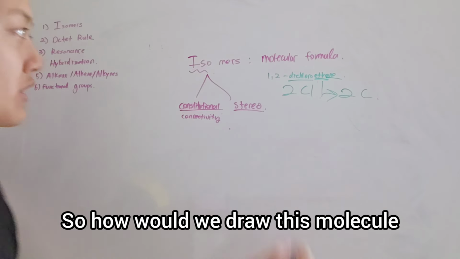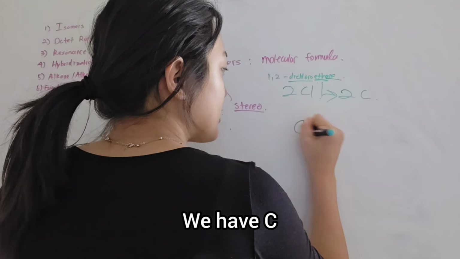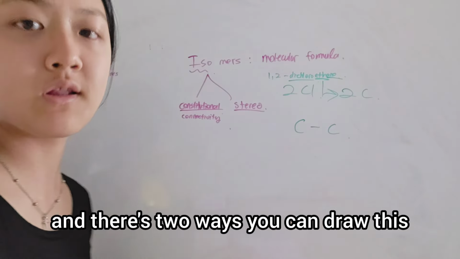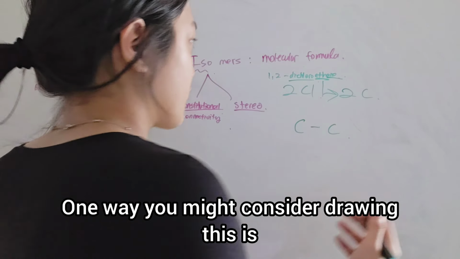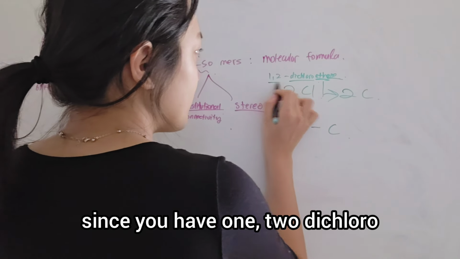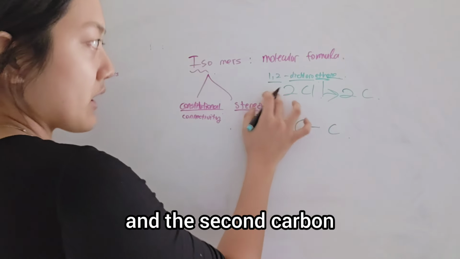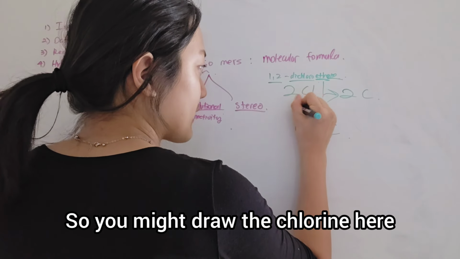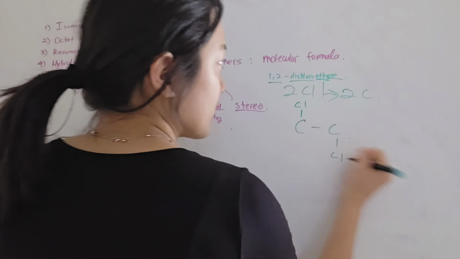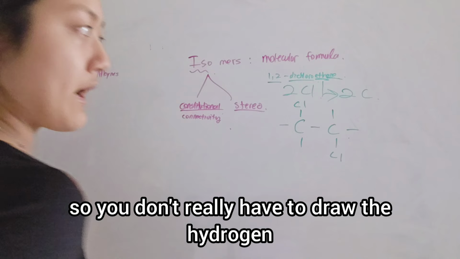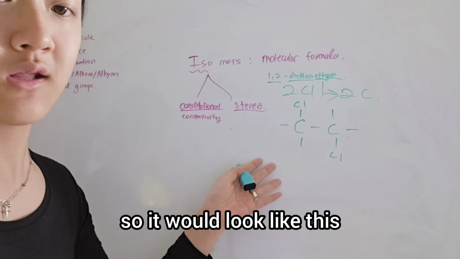So how would we draw this molecule? We have C, another C, and there's two ways you can draw this. One way you might consider drawing this is, since you have 1,2-dichloro, it means that the chlorine is attached to the first and the second carbon. So you might draw the chlorine here and here, and then the rest would be hydrogens, so you don't really have to draw the hydrogen, so it would look like this.